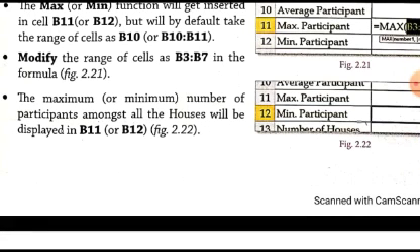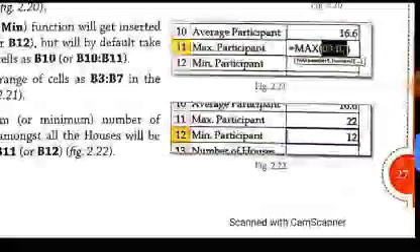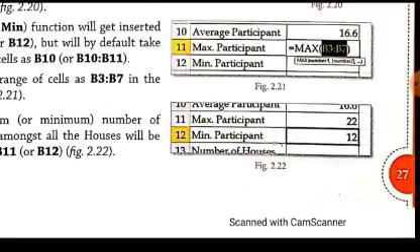If you choose the max function, the maximum number of participants amongst all the houses will be displayed in the cell. You can use the cell B11 for the maximum value result, and the cell B12 for displaying the minimum number of participants. So in cell B11 you will use the max function of the Autosum feature, and in B12 you can use the min function. In this way you will be able to calculate the maximum or the minimum value.